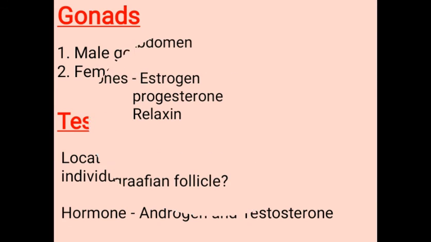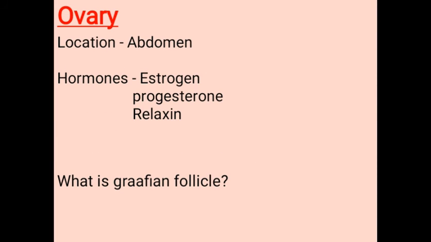Now, female gonad, that is the ovary. Now, females have a pair of ovaries located in the abdomen. One egg or ovum is produced inside the ovary every month. Now, ovary secretes three types of hormones: estrogen, progesterone and relaxin.